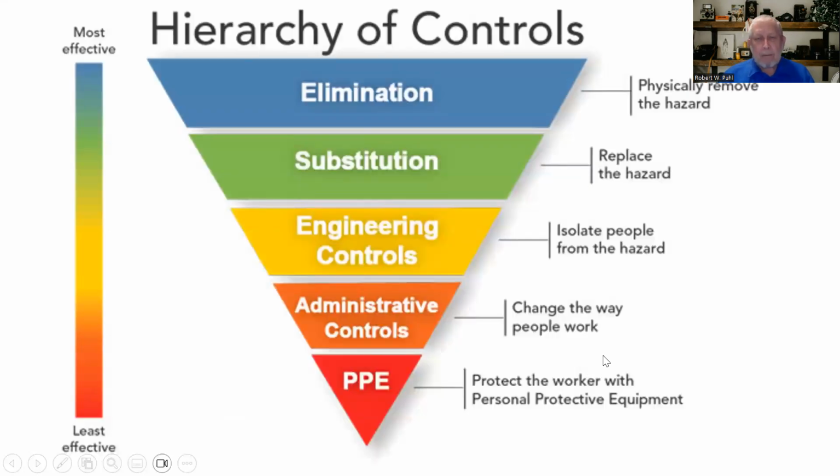So there's your hierarchy of controls. Again, elimination, physically remove the hazard. Substitution, replace the hazard with something less hazardous. Engineering controls, isolate people from the hazard. Administrative controls, change the way people work. PPE, protect the worker with personal protective equipment.